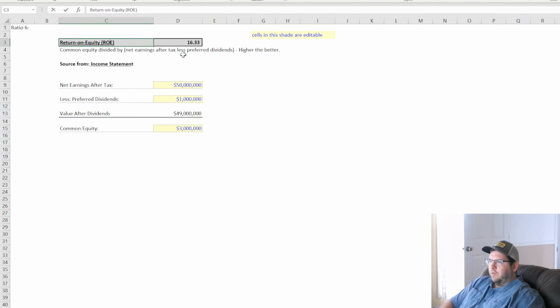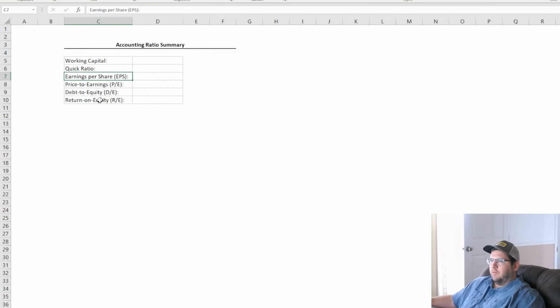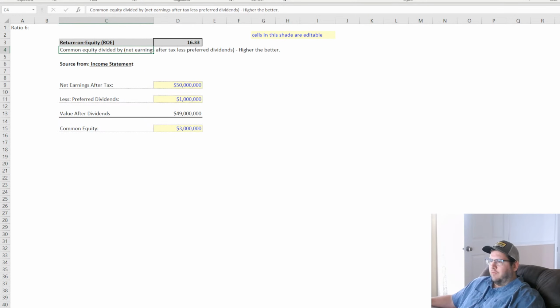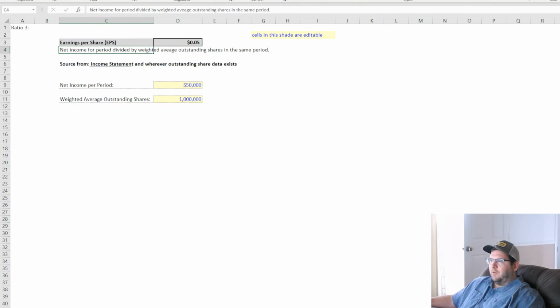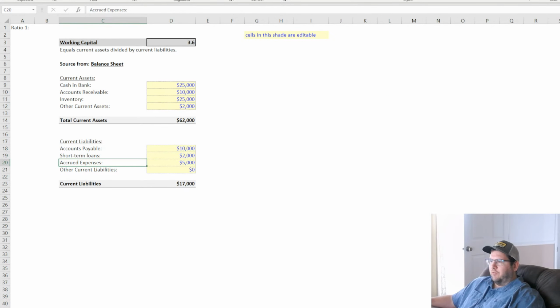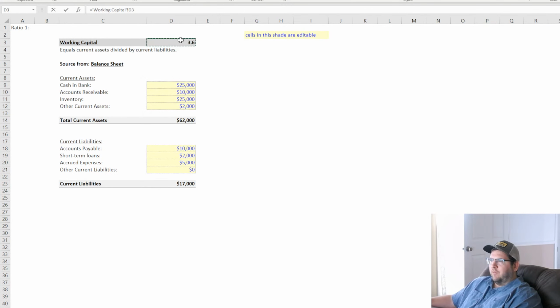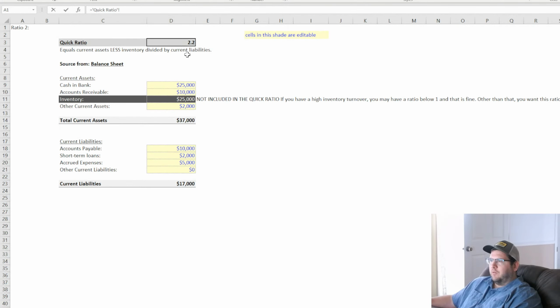ROE. And then how's debt to equity? There's no abbreviation. D to E is fine. D to E, ROE, PE, EPS, quick ratio, that. And then we get our summary, reference the top part of each one.